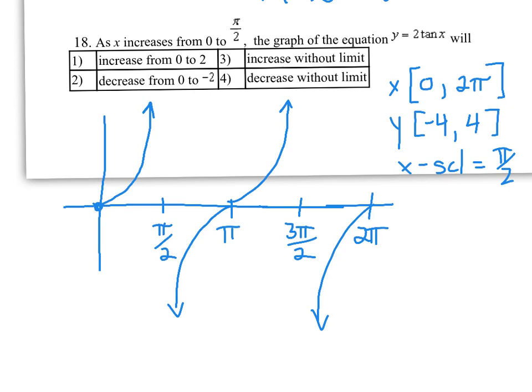So if you're looking at this picture, the directions are only having you look at increasing from 0 to pi over 2. So we're really just looking at this piece of the tangent graph. And look at what happens. It starts at 0, and then it starts to go up. But it's just going to keep going up and up and up and up. So obviously we have an increase, so that's got to be choice 1 or choice 3. But this continues on forever and ever, so that would be an increase without limit. All right, so that's going to be choice 3.